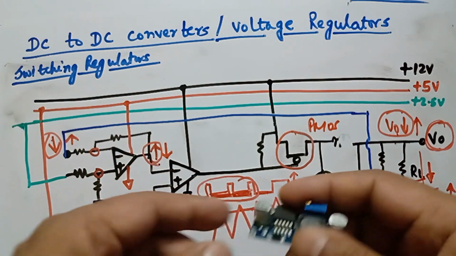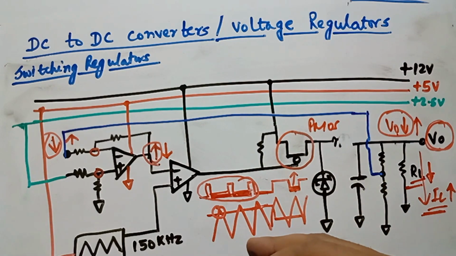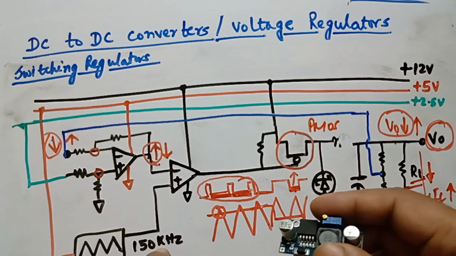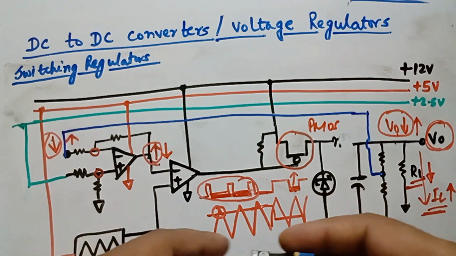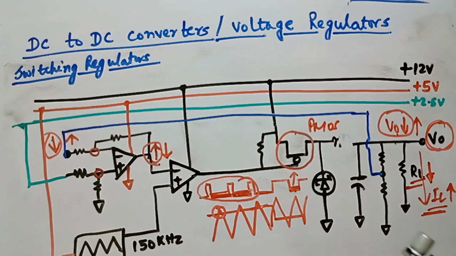And the IC comprises the complete circuitry, which includes the 150 hertz generator, the reference voltages, internal regulators, the MOS, and so on and so forth. So I hope I'm able to explain to you the concept of switching regulators to some extent, and I hope this lecture is helpful for you guys to understand.